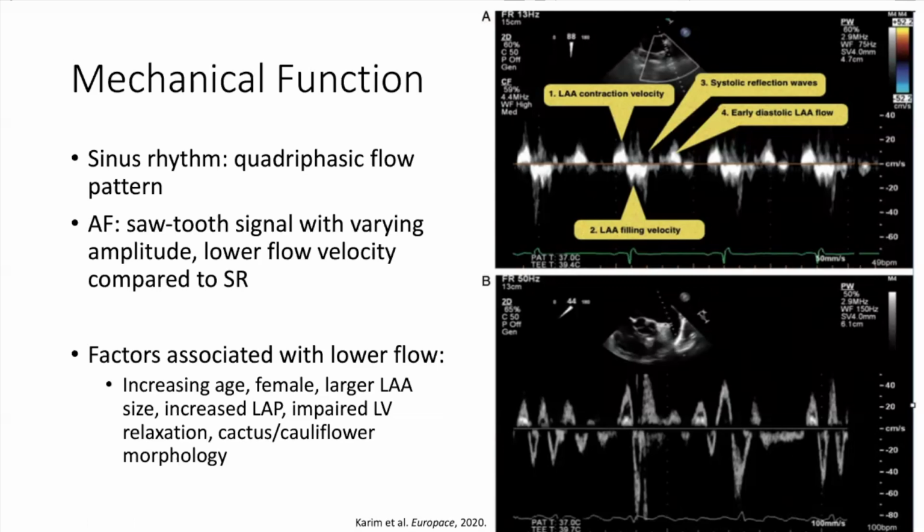There have been a number of studies looking at factors associated with lower flow through the left atrial appendage. In addition to rhythm, other factors include increasing age, female sex, larger left atrial appendage size, increased left atrial pressure, impaired relaxation of the LV, as well as those morphologies we discussed, the cactus and the cauliflower morphology being associated with slower flow in the left atrial appendage.